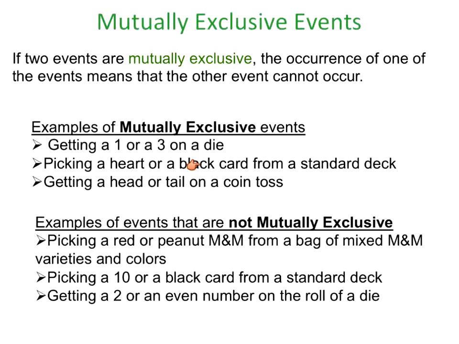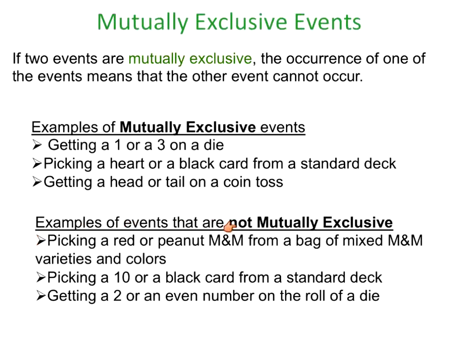Can you get a heart and a black card at the same time, picking one out? What color are hearts, though? Anybody know? Red. Hearts are red. So if you pick out one card, could it be a heart and a black at the same time? Nope. They're mutually exclusive. Can you get a head and a tail at the same time? Nope. So these are all mutually exclusive events. If I give you a bag of marbles and there's all the colors in the rainbow, could you pick out a red and a blue at the same time? No. You just get to pick one, right? So those would be mutually exclusive events.